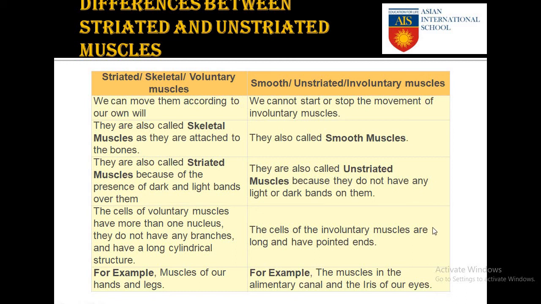But the cells of the involuntary muscles are long and have pointed ends. So where do we see the skeletal muscles? In our hands and legs, and they are striated muscles, because we can move the hand and leg according to our will. But the smooth muscle we see in the alimentary canal, in the internal organs, in the visceral organs, and the iris of the eye.